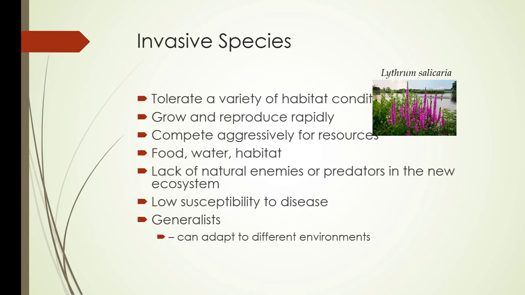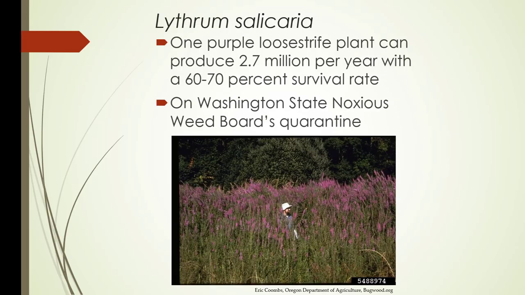And this is Lythrum salicaria, which is purple loosestrife, which is the epitome of the perfect competitive plant. One purple loosestrife plant can produce 2.7 million seeds per year with a 60 to 70% survival rate. It is listed on Washington State Noxious Weed Board's quarantine list.